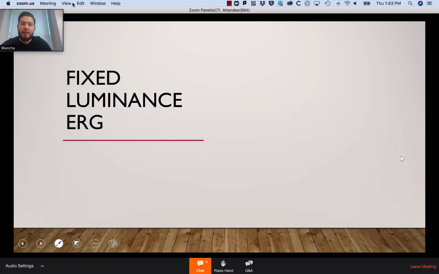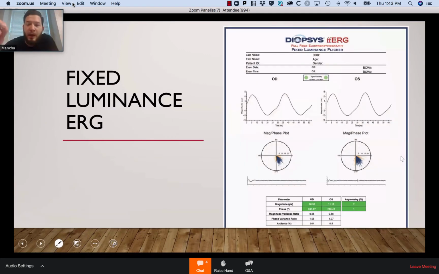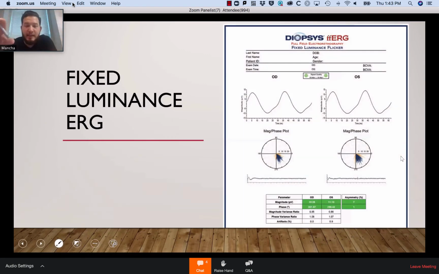Okay. This is just going to be an example. I didn't want to just talk purely about the cases that I had seen or the research that I'd looked at. I did want to show you a couple of examples. So this first one is going to be the fixed luminance flicker ERG printout, and this is going to represent what we're going to see on a normal response, right?